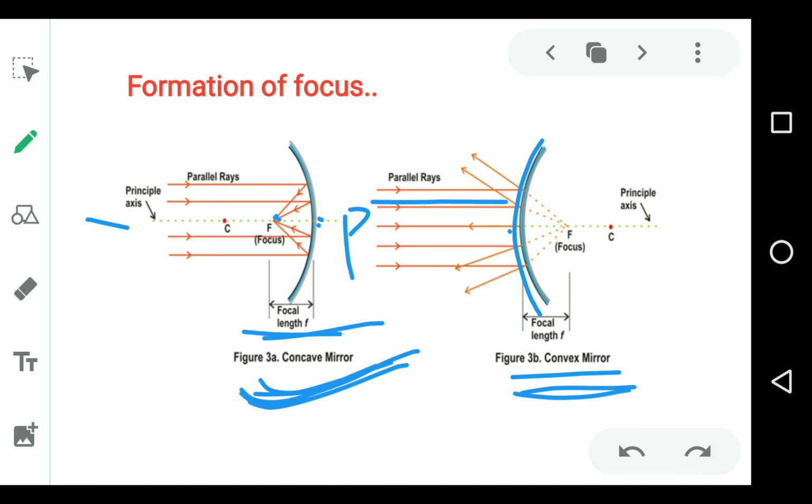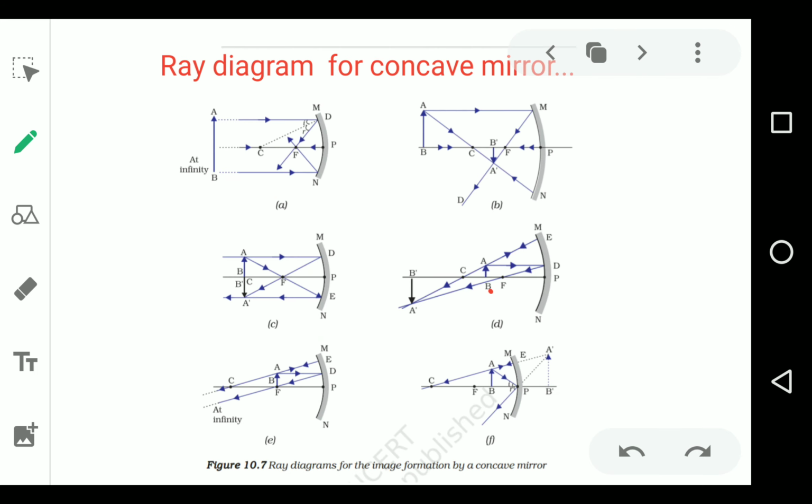Okay, so this is about the formation of focus. Next we are going to see how the ray diagram is formed in the case of a concave mirror, and then we'll see it for the convex mirror.